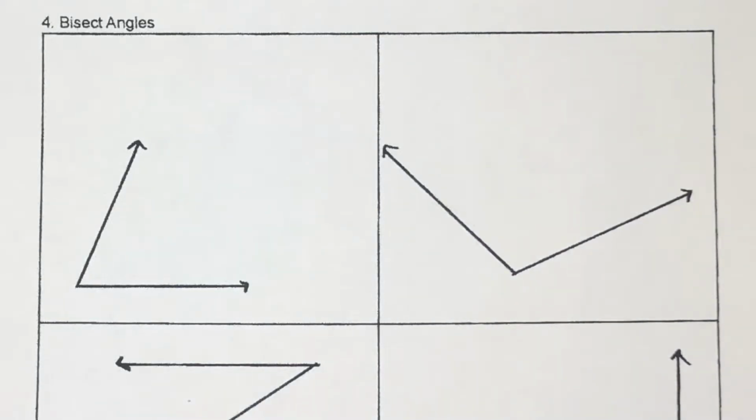All right, let's look at bisecting angles now. This is a very similar process to bisecting a line segment that we did before.